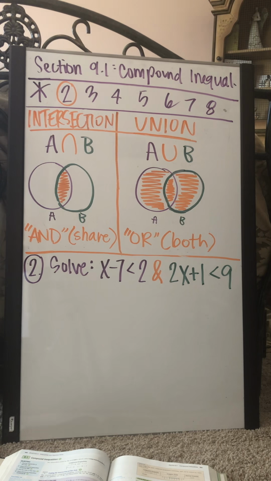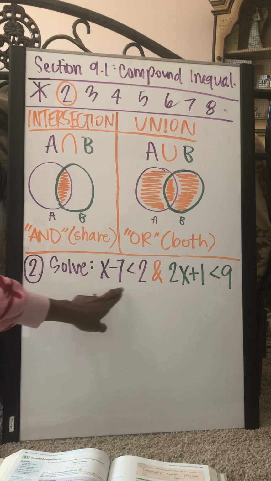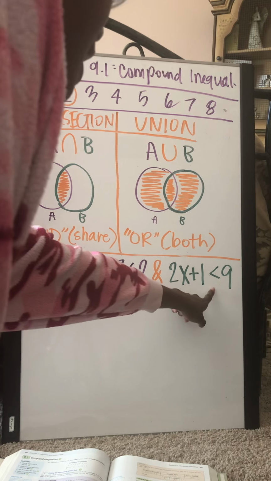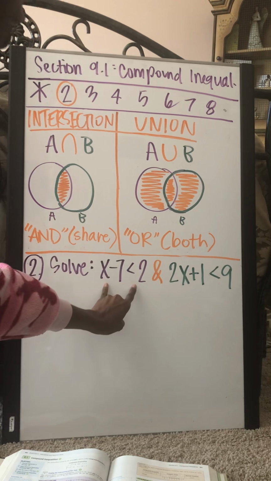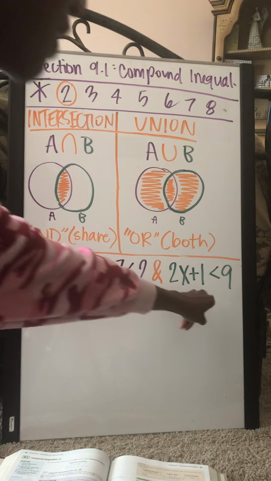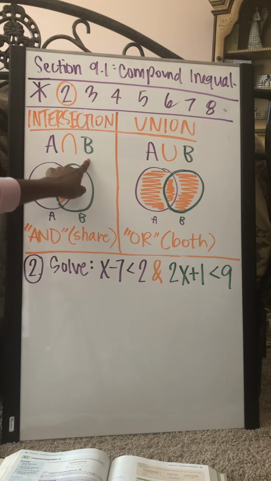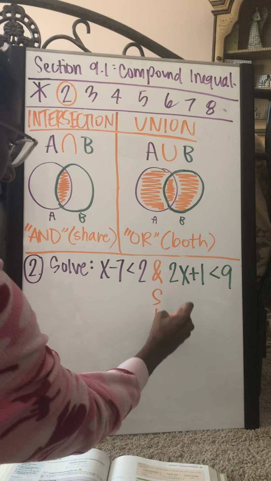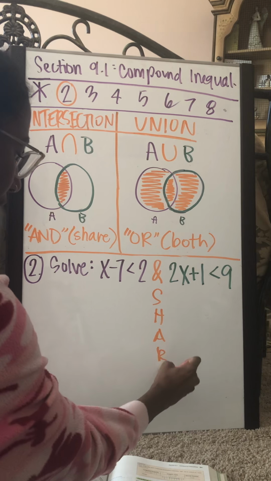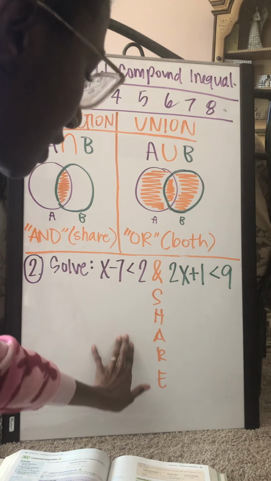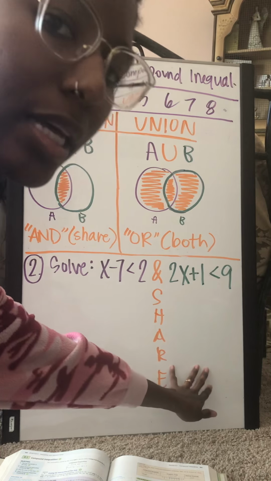Okay, for example 2, we are told to solve this inequality: x minus 7 is less than 2 and 2x plus 1 is less than 9. So essentially this purple one is going to symbolize our A set, and this green one is going to symbolize our B set. Because it says the word and, that means we're thinking where they share, right? So that means that we need to figure out what the set is for the purple one and then what the set is for the green one.